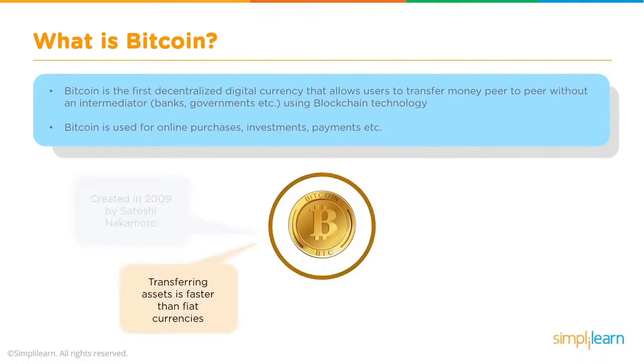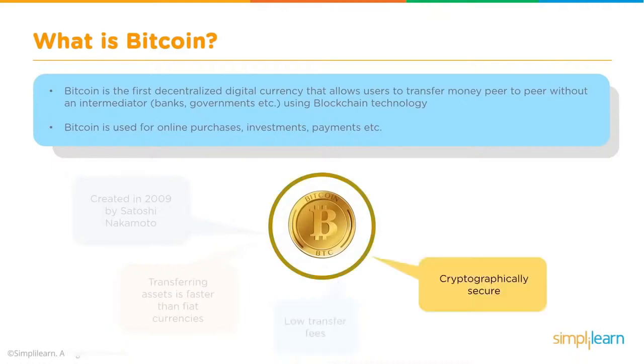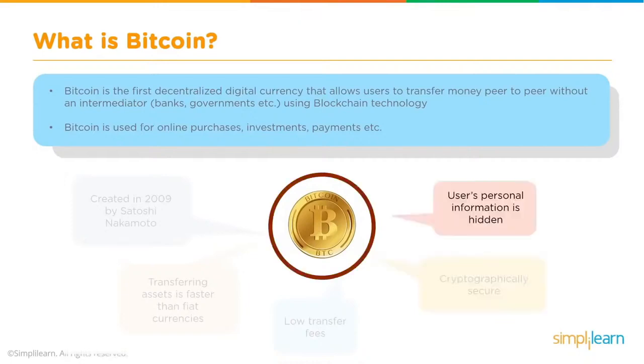Now, Bitcoin helps transfer assets faster than regular fiat currencies. It has lower transaction fees because it has removed the intermediaries, so the cost of transaction also goes down, and it is cryptographically secure. It uses cryptographic infrastructure, and thereby the identities of the sender and the receiver are also secure, and the entire transaction is cryptographically signed.